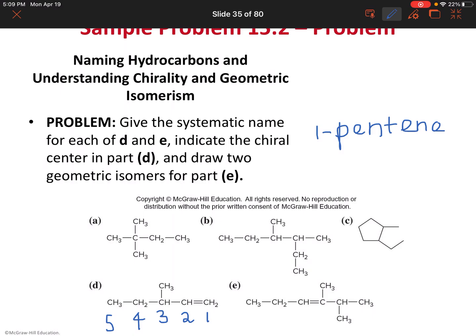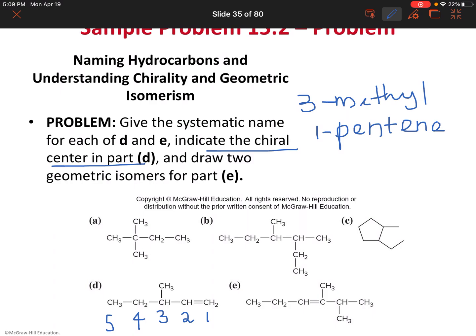And on the third carbon, there is a methyl group. So that is a 3-methyl-1-pentene. Indicate the chiral center in part D.